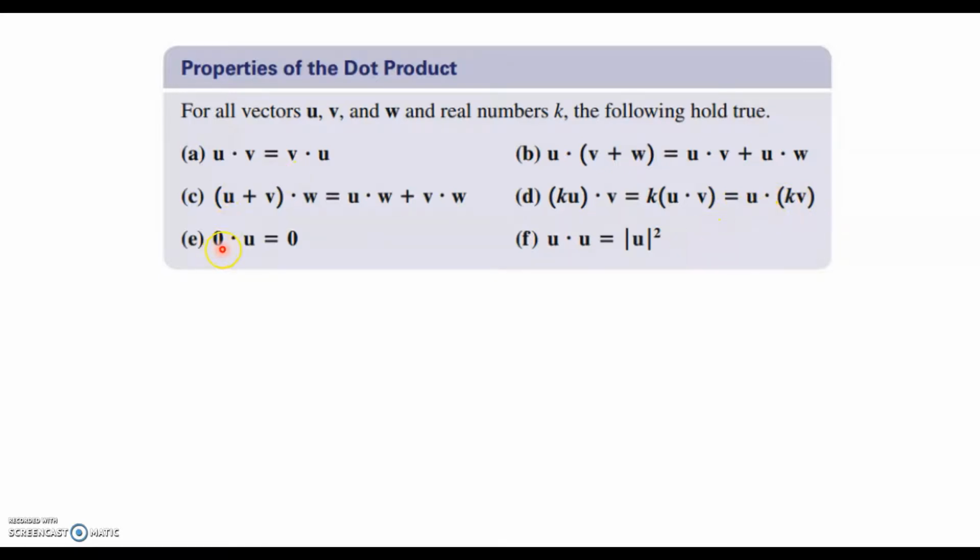This says the 0 vector dotted with any vector is 0. So just like with the number 0, it's the same thing with a vector. And this says if I do the dot product of a vector with itself, then I get the magnitude of that vector squared. Alrighty. So these are a few properties of the dot product.